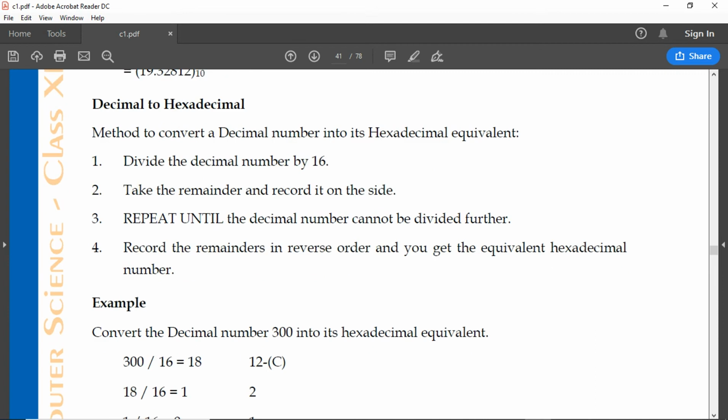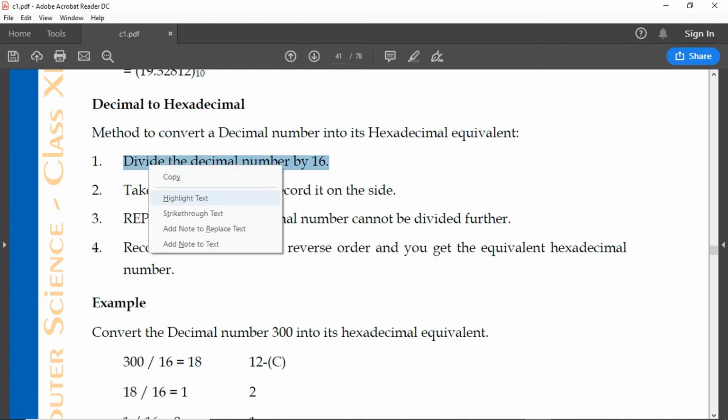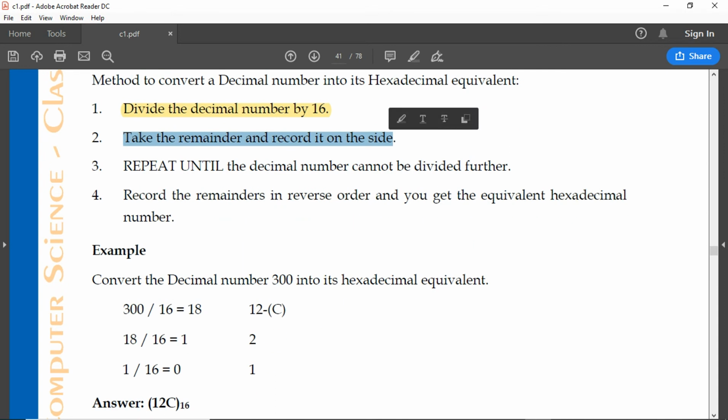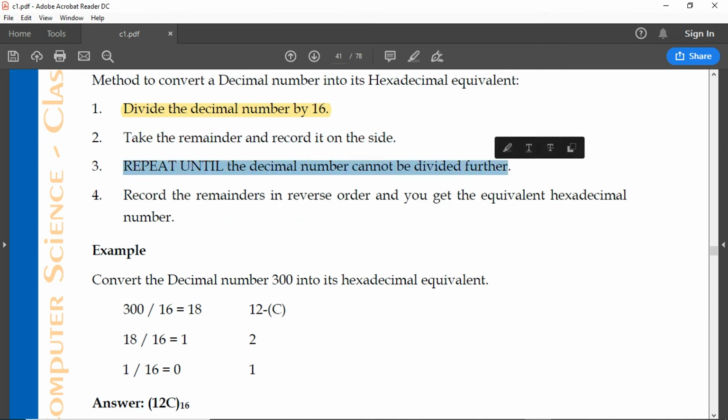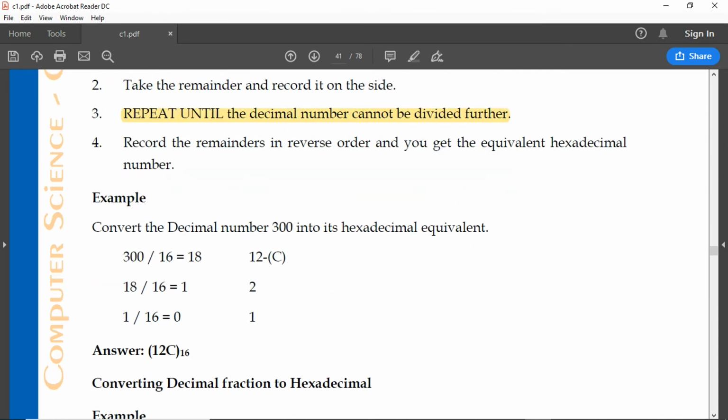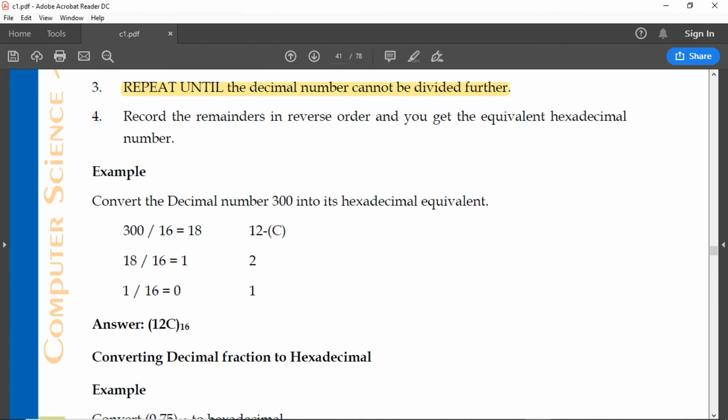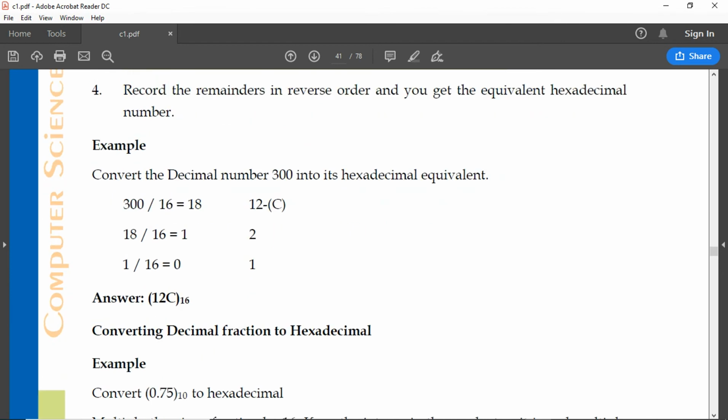Method to convert a decimal number into its hexadecimal equivalent. 1. Divide the decimal number by 16. 2. Take the remainder and record it on the side. 3. Repeat until the decimal number cannot be divided further. 4. Record the remainders in reverse order and you get the equivalent hexadecimal number. Example. Convert the decimal number 300 into its hexadecimal equivalent.